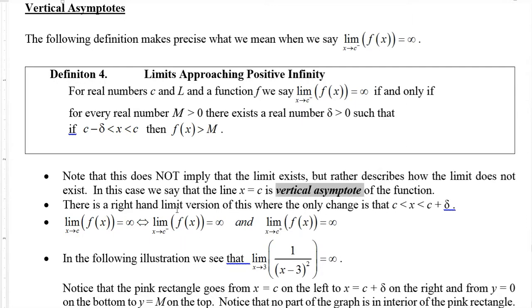And there's a right-hand version of this, and the only thing we change is this condition right here to be x greater than c and less than c plus delta, so we're going on the right side. Now to get the full limit as x approaches c of f of x to equal infinity, which again doesn't mean that the limit actually exists, it just means it's growing without bound, we have to be able to say both the left and right limits are infinity.